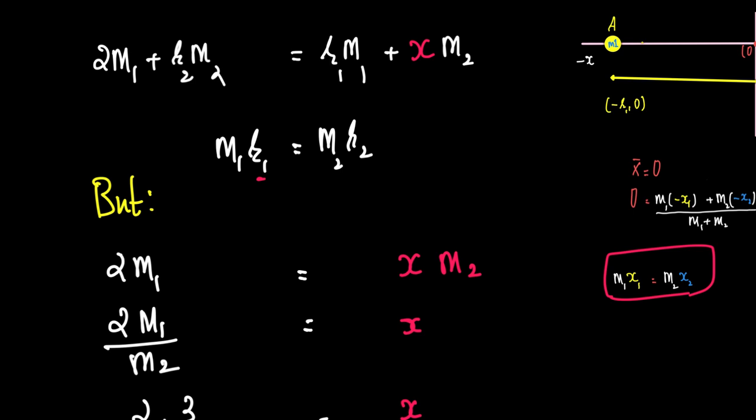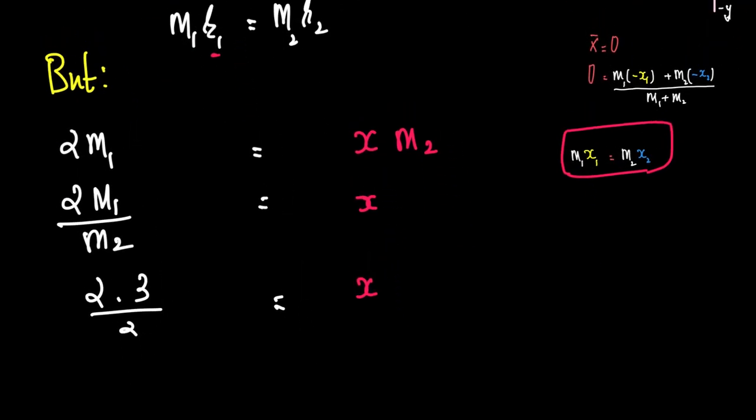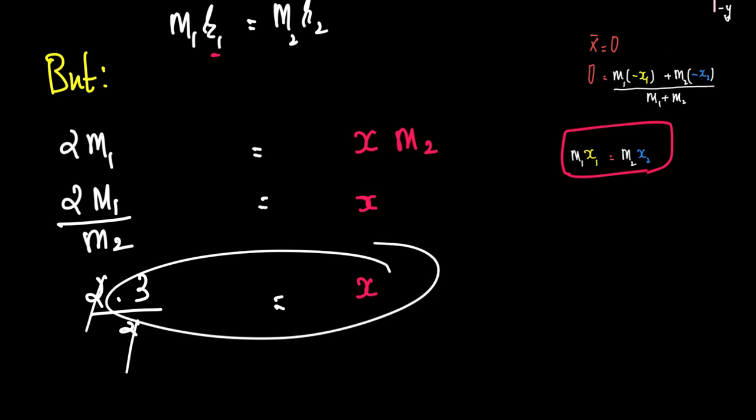and therefore these two terms will cancel. So what we get is 2m1 is equal to x m2. Therefore, x is equal to 2m1 by m2. Value of m1 is equal to 3, m2 is 2, so 2 by 2 is 1, and therefore the value of x is equal to 3 units. Alright, so that is the way to solve this question using center of mass as the origin.